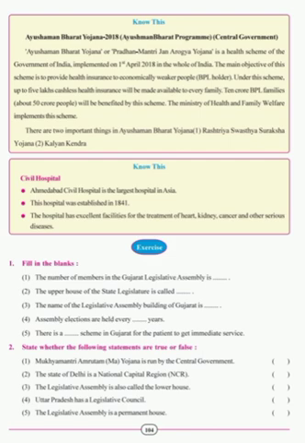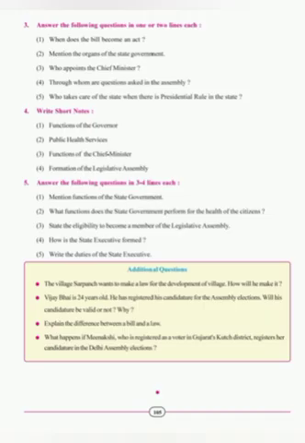Students, on page number 105, there are a few questions given here. The first question is, the village sarpanch wants to make a law for the development of the village. How will he make it? So according to the law of Panchayati Raj, every village has a Gram Sabha to carry out development works. If the Sarpanch wants to make a law for the development of the village, he should convene a Gram Sabha under his leadership.